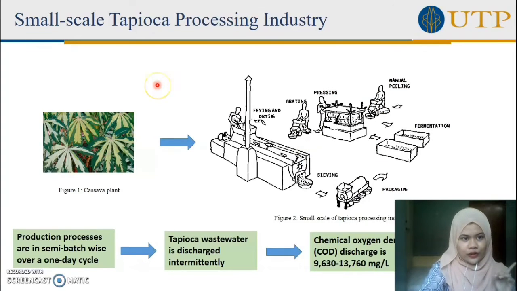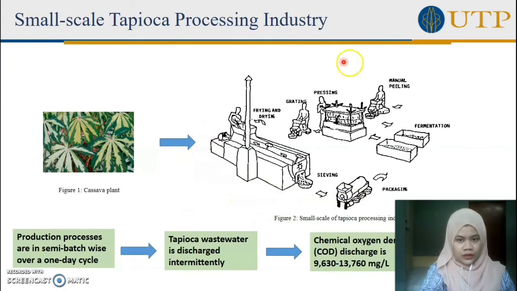Firstly, I'm going to introduce the small-scale tapioca processing industry, where the tapioca flour originates from the cassava plant. And this cassava plant is widely used in pharmaceutical, textile, and also cosmetic. Besides, the tapioca processing industry is also popular in Asian countries like Malaysia, Indonesia, and Thailand, where they practice this industry on a small scale. Okay, as you can see here.